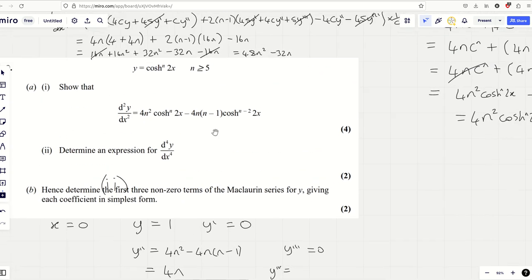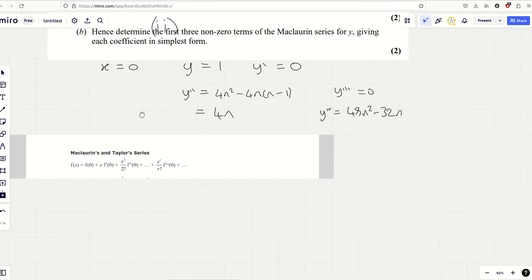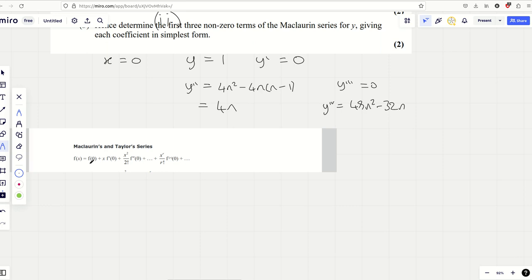We had 48n squared minus 32n. And so we want just the first three non-zero terms, so we're going to have y at x equals 0, well that's 1. And then we're going to have x times y dash, but that's going to be 0. And then we're going to have x squared over 2, so multiplied by 4n, that's that, and so that's just going to be 2x squared n, and that should be okay.